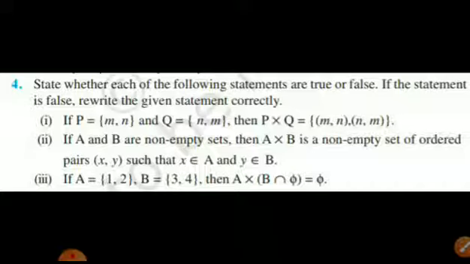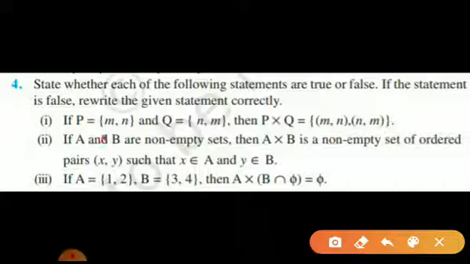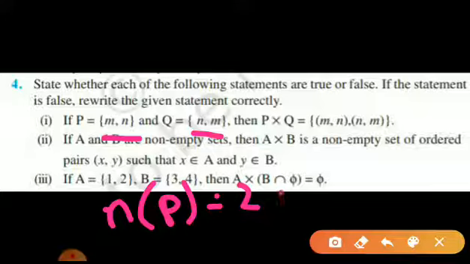Okay, so the first one is: if P is equal to {m, n} and Q is equal to {n, m}, then P cross Q contains the ordered pairs (m, n) and (n, m). See whether it is correct, is it true? See, here n(P) is equal to 2, n(Q) is also equal to 2.